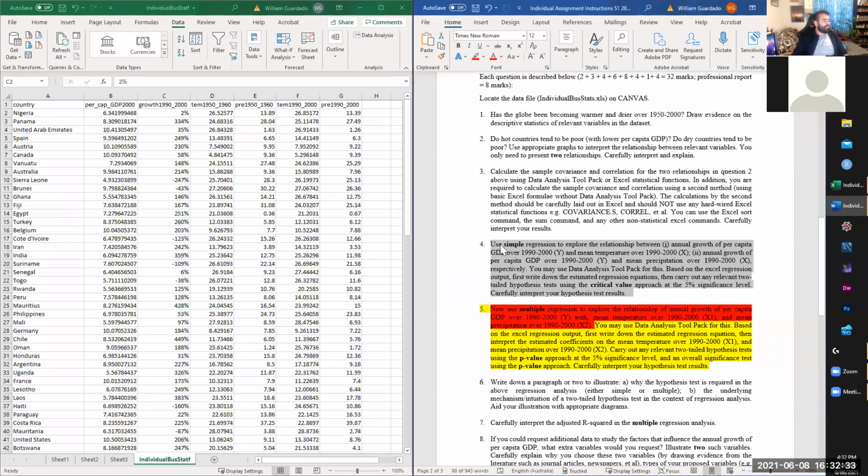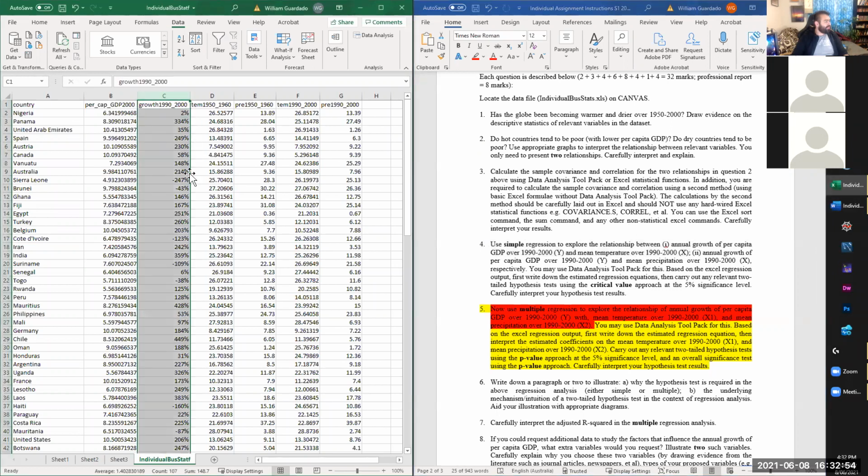So for question 4, I'm going to go by each question. It's very simple stuff. Simple linear regression, and it's asking you to do a y by x, where y is your annual growth, which is this one. I have noticed some of you have it as percentages, some do not. If you have it in decimal places, it makes no difference. You can do it on your computer and you'll get the same results.